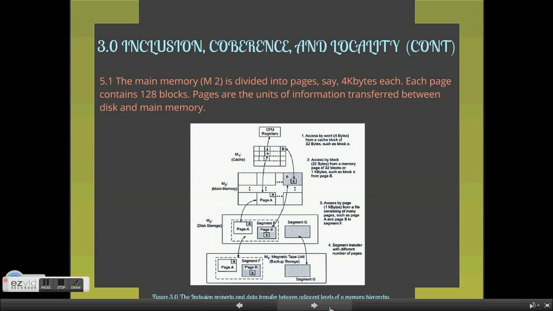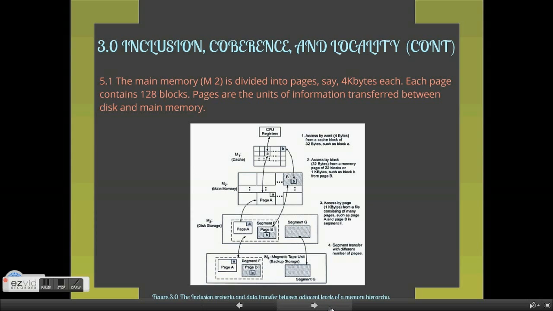So as you can see in Figure 3.0, it shows the inclusion property and data transfer between adjacent levels of a memory hierarchy. First, the CPU register will access by word from a cache block of 32 bytes per block, such as block A. Then it will access by block from a memory page of 32 blocks or 1 kilobyte, such as block B from page 8. Then it will be accessed by page from a file consisting of many pages, such as page A and page B in segment F. Then finally, it will be a segment transfer with a different number of pages.